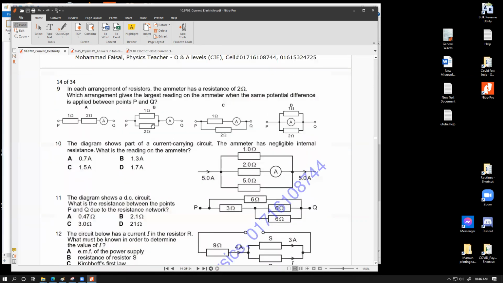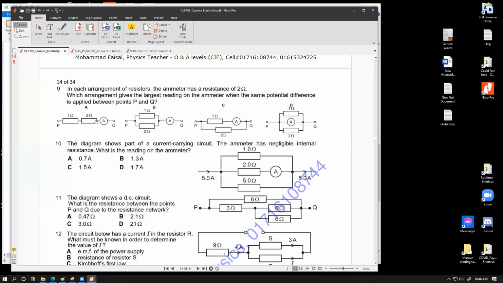Nine, let's see, no problem. Question nine says: in which arrangement of the resistors does the ammeter have the largest reading? Each ammeter has a resistance of 2 ohm. Which arrangement gives the largest reading on the ammeter when the same potential difference is applied between the points P and Q? So we are basically trying to figure out which of these combinations will have the least resistance so that you can have the highest current.